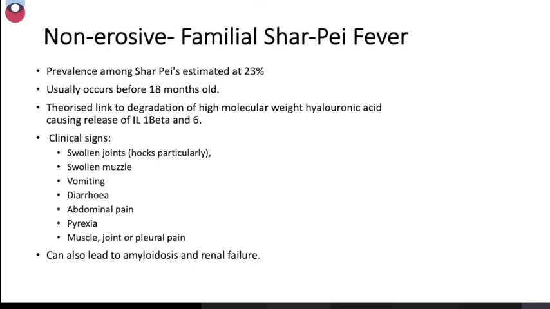And this can be quite difficult to diagnose because it can present with a range of signs other than just swollen joints. So while they can show a polyarthropathy, they can also present with pyrexia, abdominal pain, diarrhea, and even muscle or pleural pain. So it can be quite hard to localize the problem in these dogs. And in worst case scenarios, this can lead to renal failure due to amyloidosis as well.